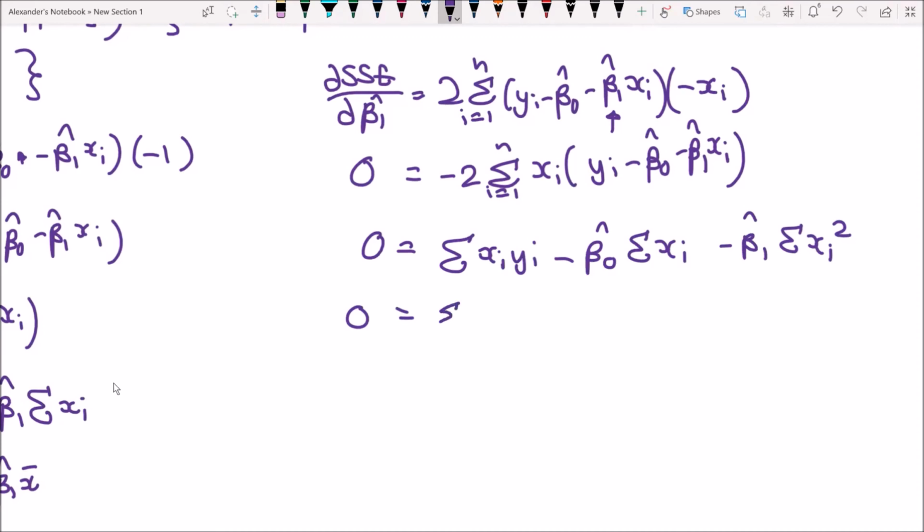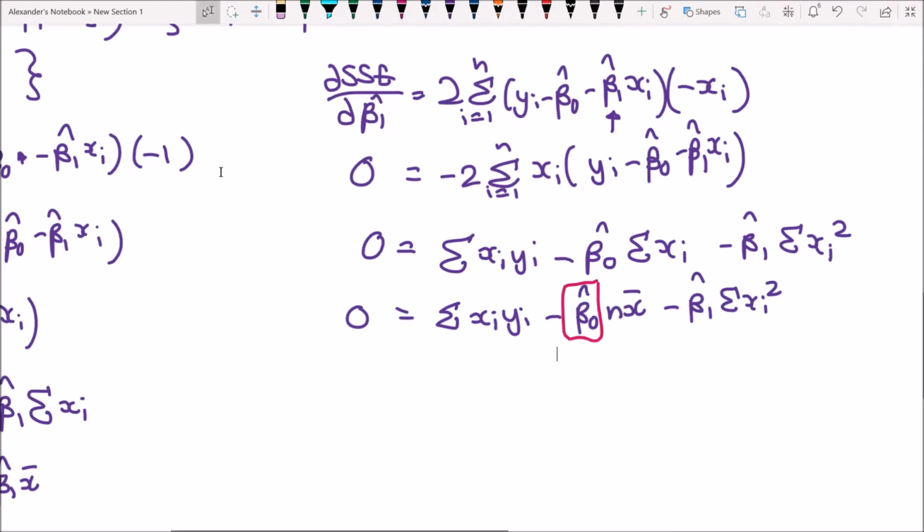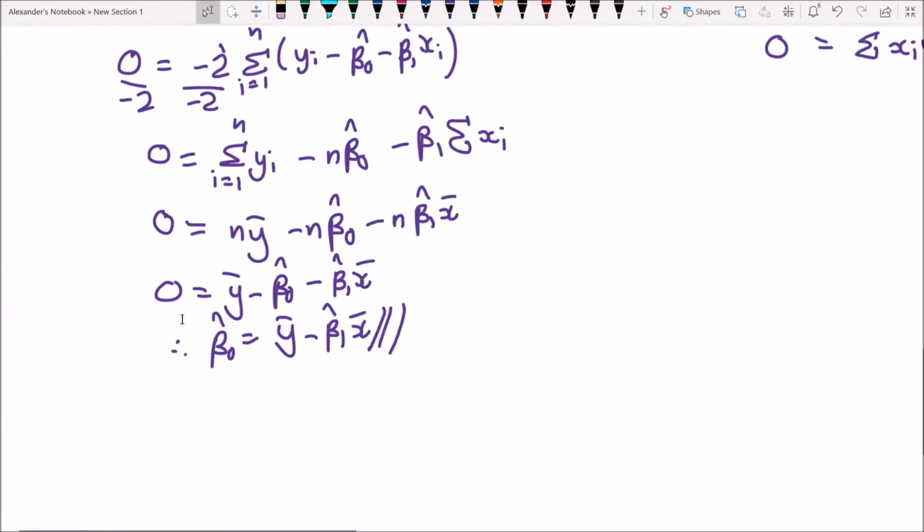So firstly, let's rewrite this. Summation of xi yi, negative beta 0 hat times summation of xi, which is n x bar, negative beta 1 hat times the summation of xi squared. But wait a minute, we've already derived beta 0 hat. So let's just go plug that in. And we have the result from over here.